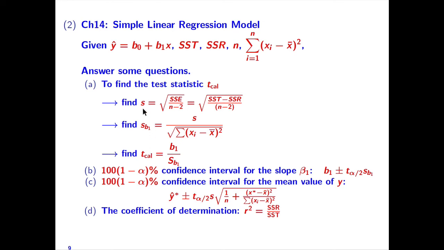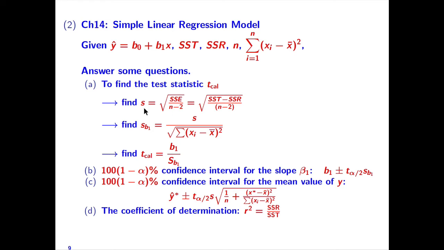Step number 1, you need to find the standard error of estimate S. S is equal to the square root of SSE over n minus 2. And we do not have SSE, but we have SST and SSR. So this is equal to the square root of SST minus SSR over n minus 2.